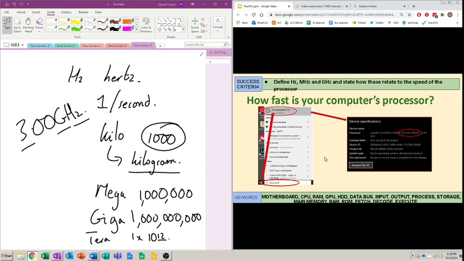So most computers these days are dual or quad core, and what that means is there are 2 processors on the same chip, or there are 4 processors on the same chip. And each of those processors will run at usually 3 gigahertz. And that translates to 12 billion instructions every single second, which is quite a lot of instructions.